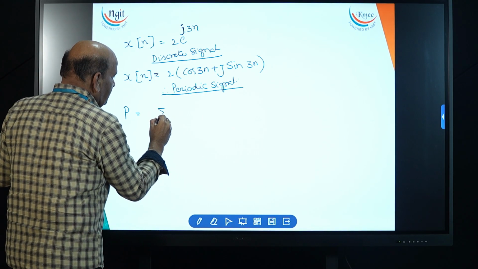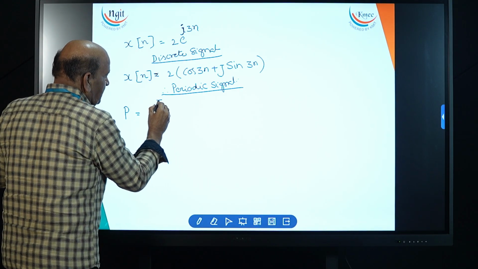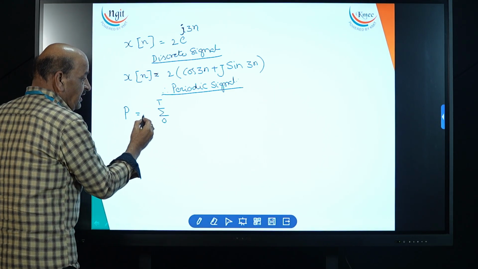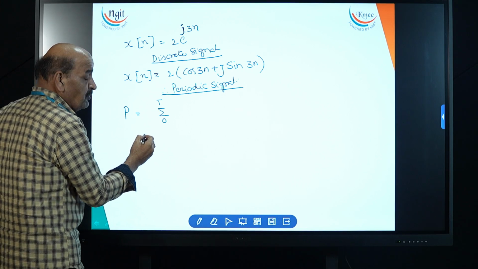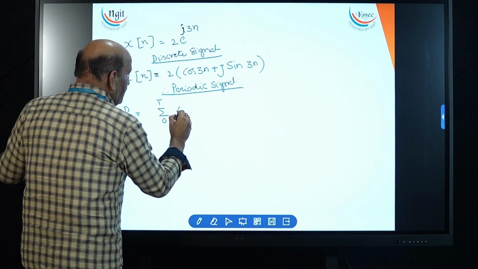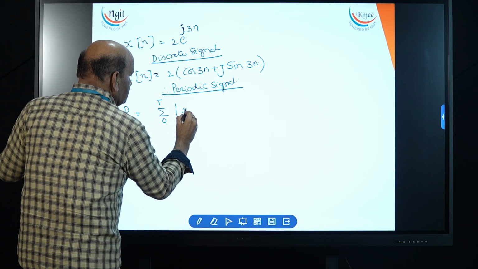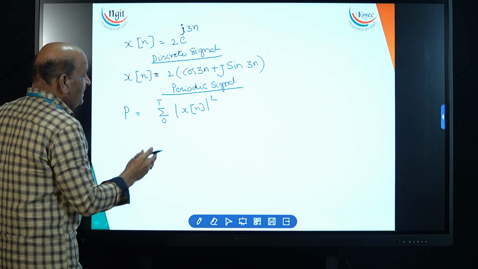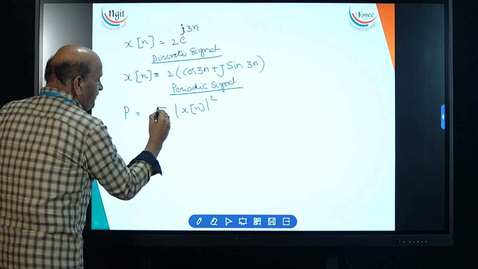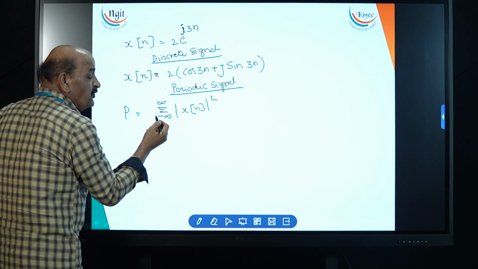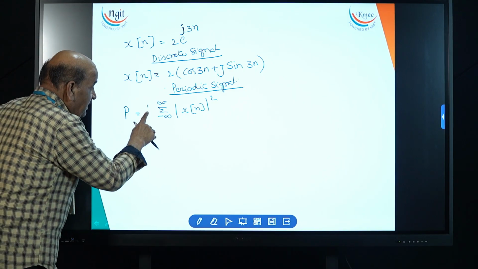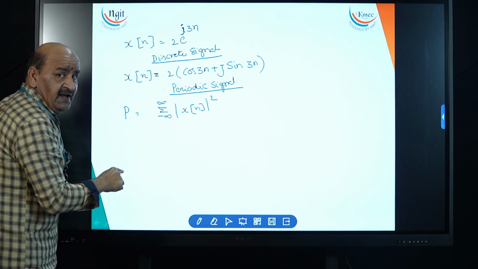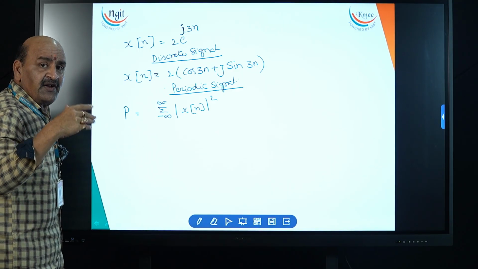Now here, summation 0 to T, or you can write minus infinity to infinity, but in that case we have to put the limit 1 by T. Both are the same. That is equal to 4 times the whole square of x of n, x of n whole square. If you keep it in terms of T, divide by T here, limit T tends to infinity, 1 by T. Otherwise directly go for minus infinity to infinity calculation.